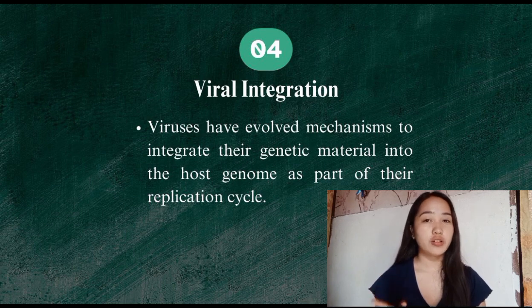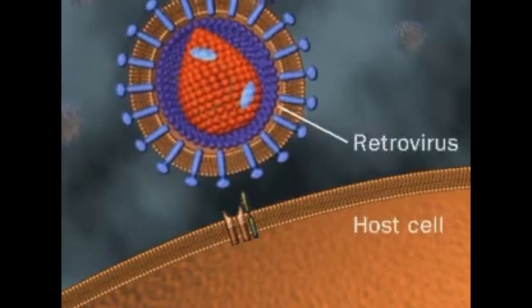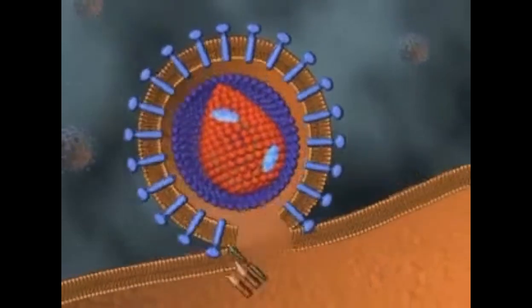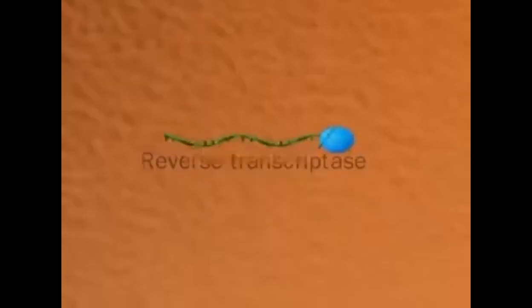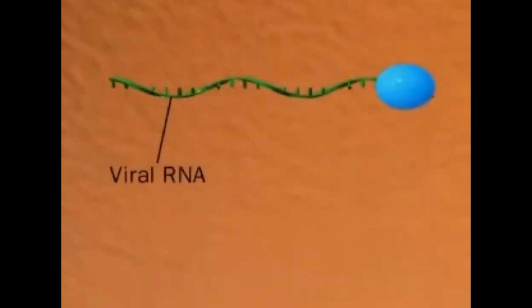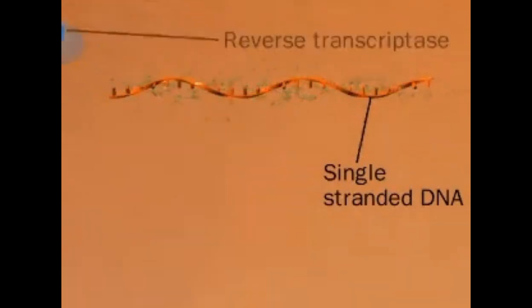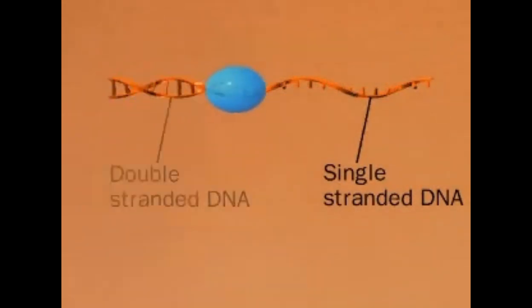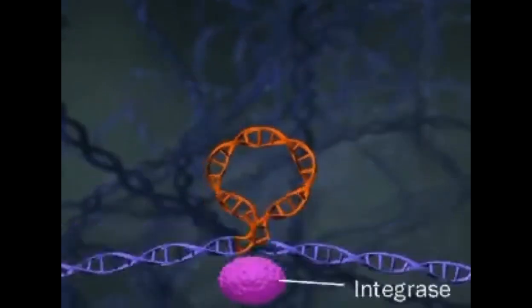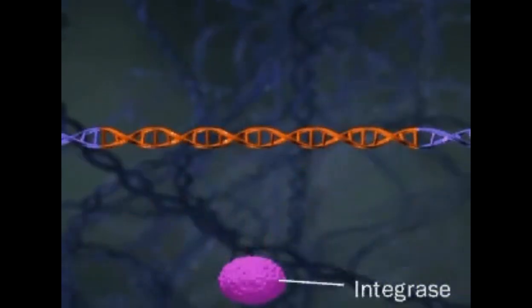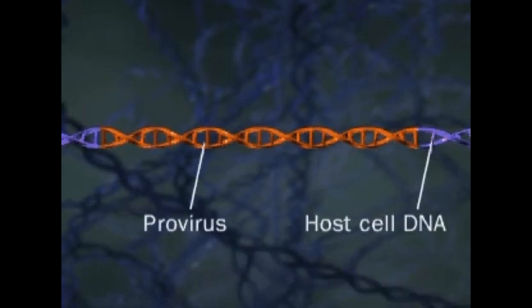When a retrovirus infects a host cell, the viral RNA genome is released into the cytoplasm, where the viral enzyme reverse transcriptase copies the viral RNA into single-stranded DNA. The viral RNA degrades, and reverse transcriptase synthesizes the complementary second DNA strand. The double-stranded viral DNA enters the nucleus, where it integrates into the host cell's genome using the viral enzyme integrase. The integrated viral DNA is called a provirus.